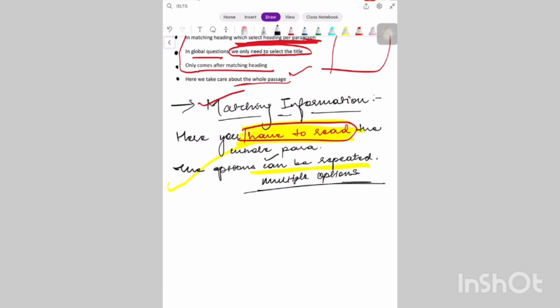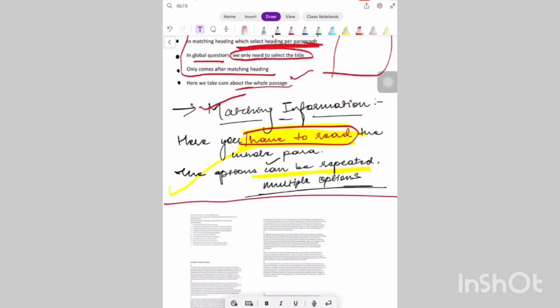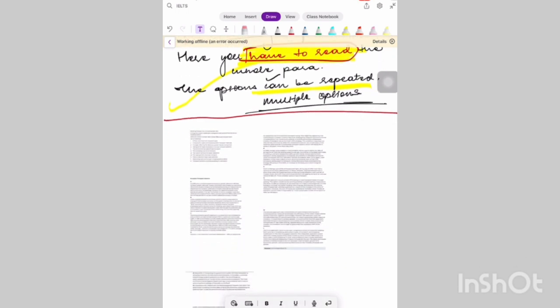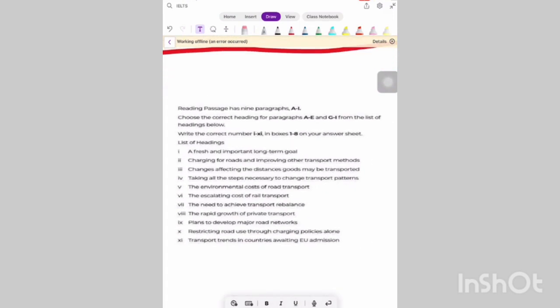Now let's solve some question types. Let's move on to the next type of questions. We are going to solve here the practice questions for matching heading type. Let's see what it has in detail for us. Matching headings. Okay, so the first thing that I will do is read the instruction that is universal.